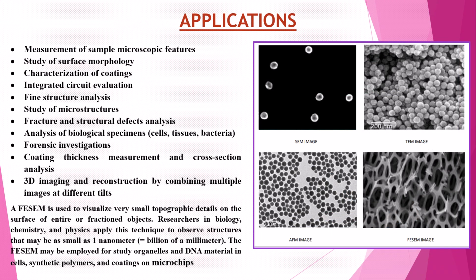Further, we are going towards its application. So there are four images: SEM image, TEM image, AFM image, and FESEM image. Its application shows a measurement of a sample's microscopic features. It tells about the study of surface morphology, characterization of coating, integrated circuit evaluation, fine structure analysis, study of microstructures, fractures, and coating thickness measurement and cross-section analysis. It also tells about 3D imaging.